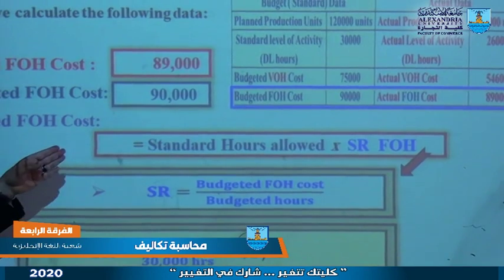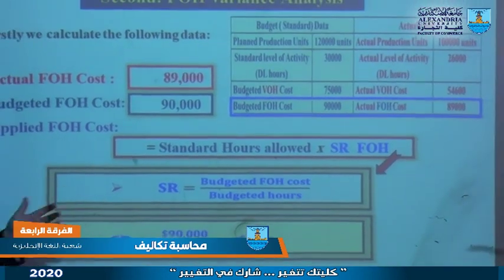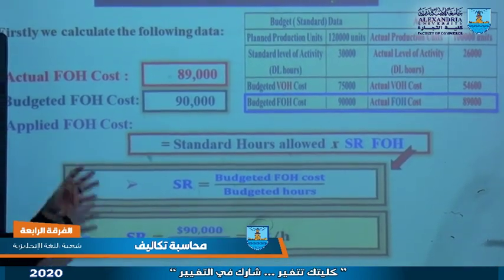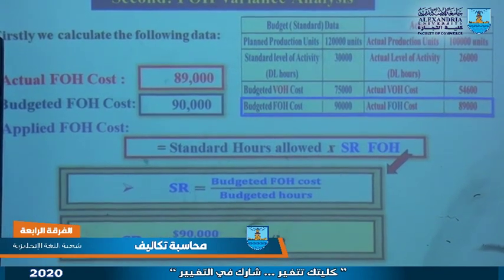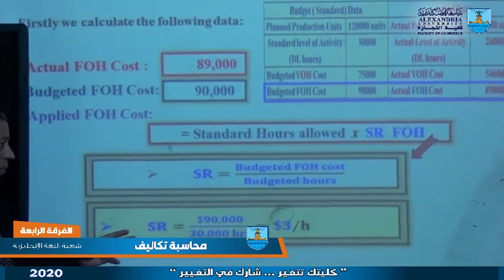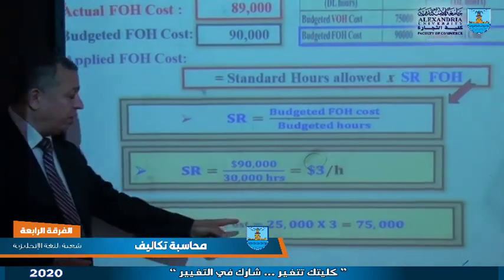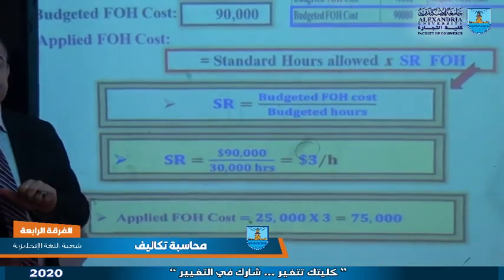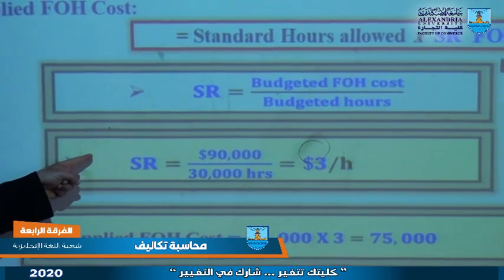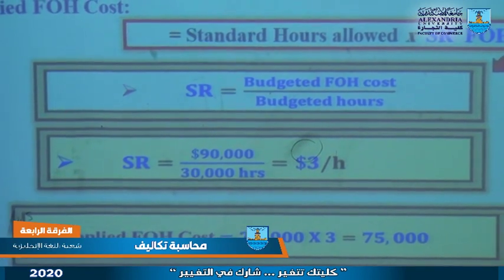And how to calculate standard hours? I solved this problem of calculating standard hours allowed when I solved the problem of variable overhead, so I will take it as it is. My standard hours allowed, if you remember, was 25,000. So the applied overhead is 25,000 from the previous solution of variable overhead times 3, my standard rate today for fixed. So the applied is 75.